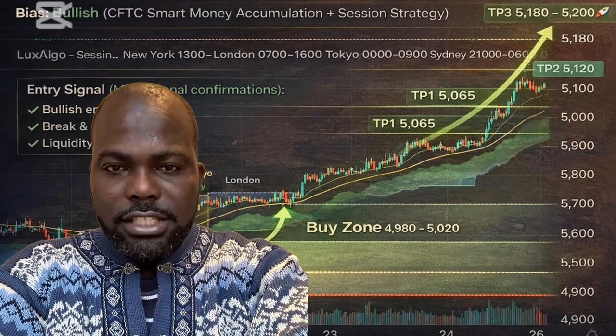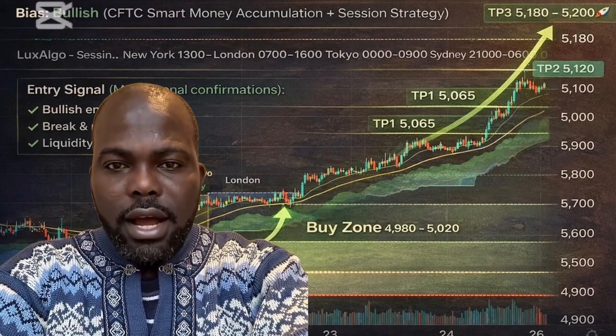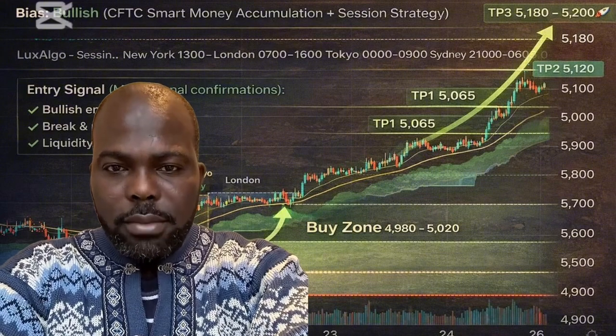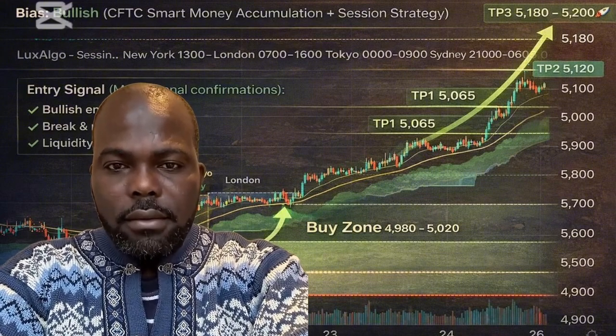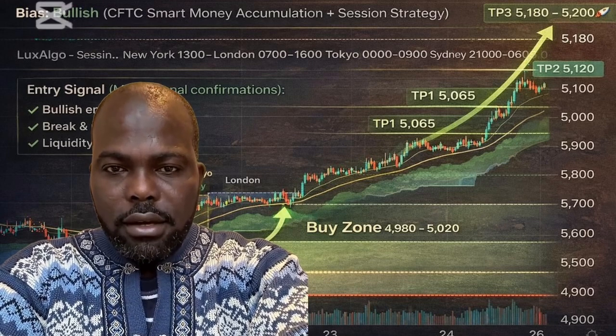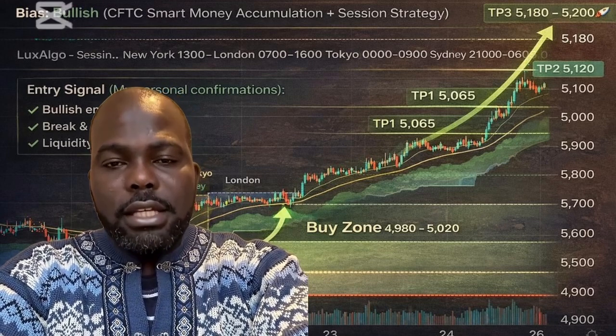If you notice that the stop loss needs to be extremely wide just to make the trade work, that's a warning sign. It usually means the setup is not clean. In that situation, the best decision is not to trade. Skipping trades is part of being a disciplined trader.